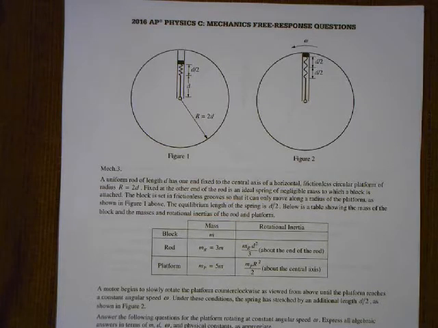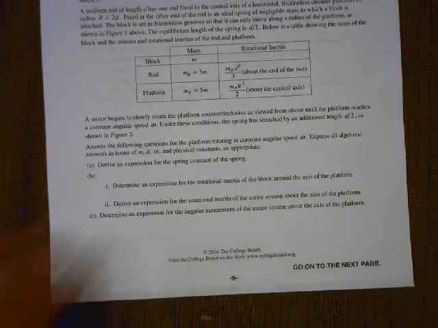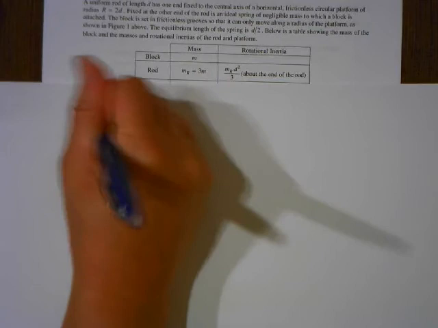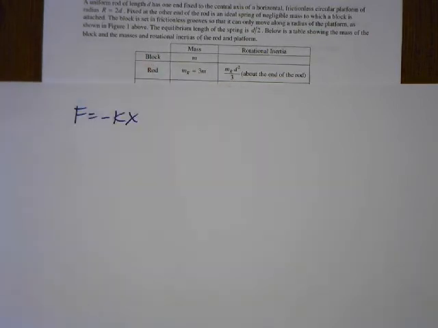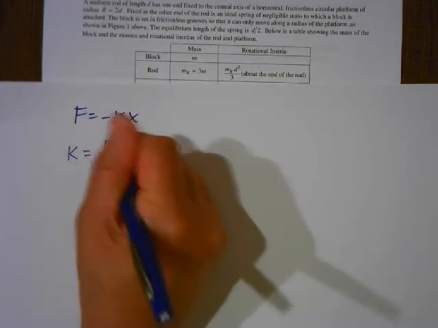Whenever I see a spring, I'm going to say Hooke's law, as long as it's a linear spring. So anyway, there's a couple of things like that we have to think about. First of all, it says derive an expression for the spring constant. So the first thing I'm going to say, well, I know from Hooke's law that F is equal to minus kx. Right now, don't worry about the negative sign because you're solving for k. So when you rearrange that, k is equal to F over x.